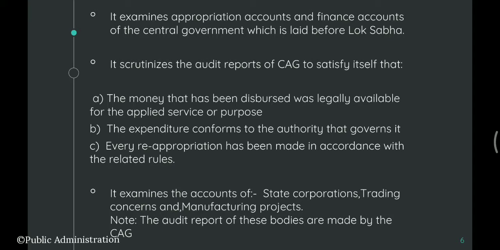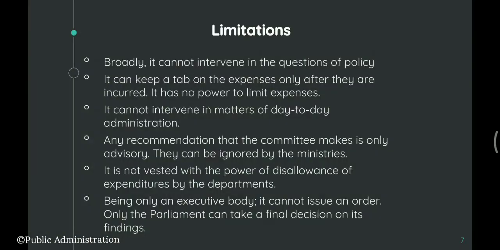And the next one is, it examines the accounts of state corporations, trading concerns and manufacturing projects. And the audit reports of these bodies are made by the CAG, because these state corporations, trading concerns and manufacturing projects are public accounts, and the audit reports of these bodies are made by the CAG. So all these accounts are examined by the Public Accounts Committee.